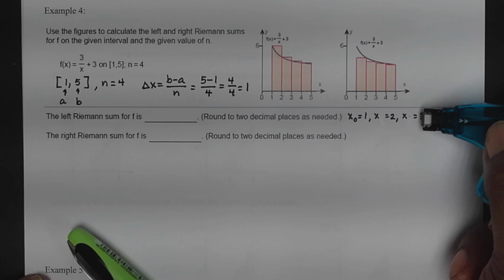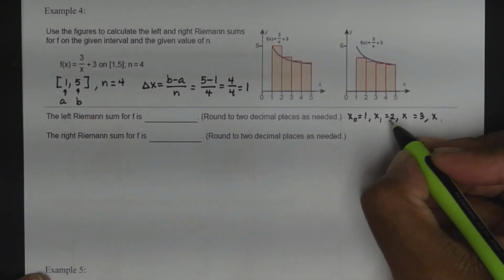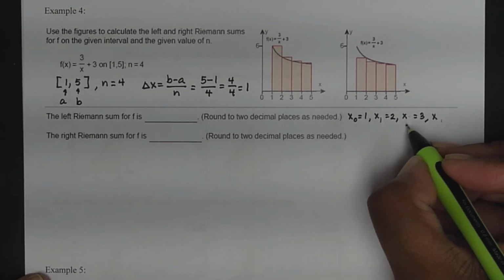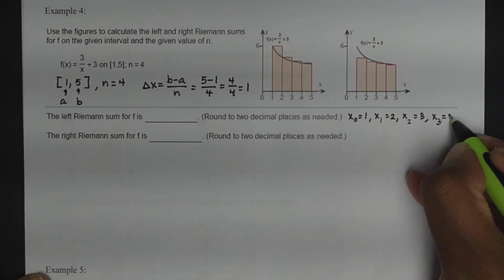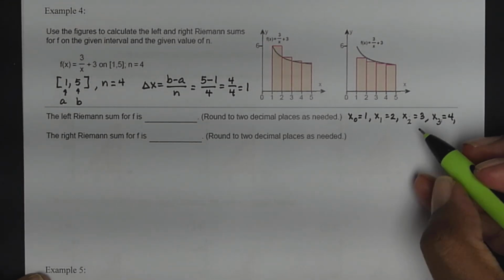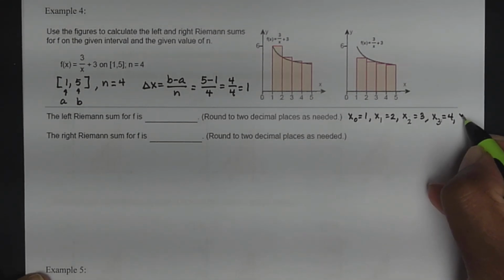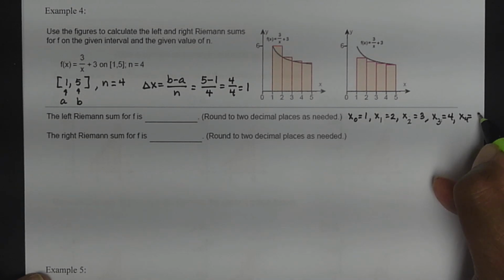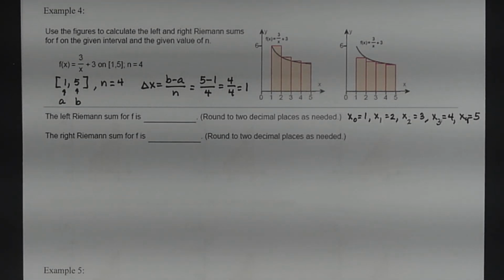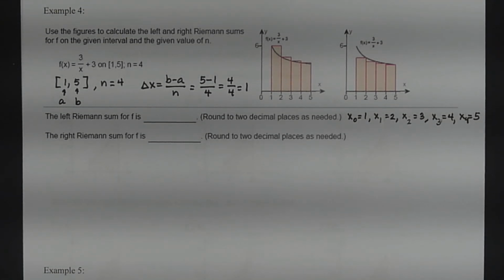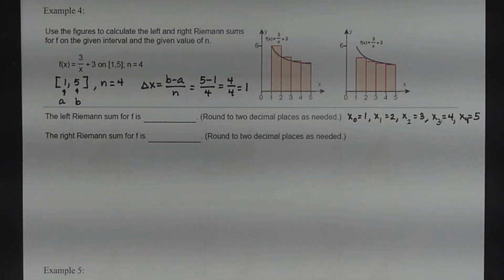This should be x0 is 1. This should be x1, that's going to be 2. And then x2 would be 3. x sub 3 would be 4. And x sub 4 would be 5. So those are my grid points as indicated here in these two graphs.